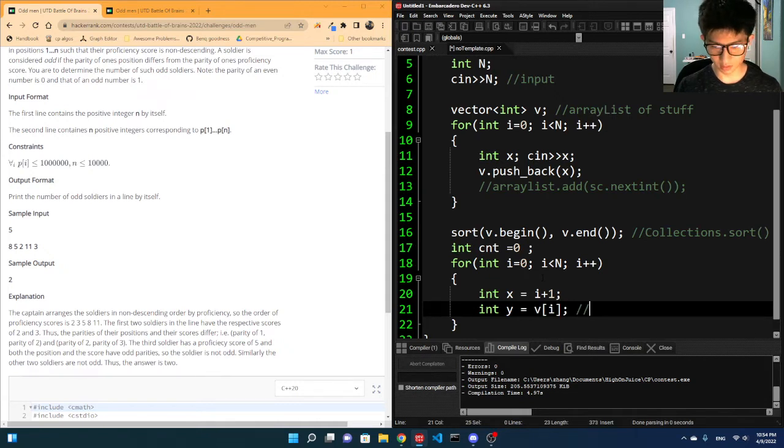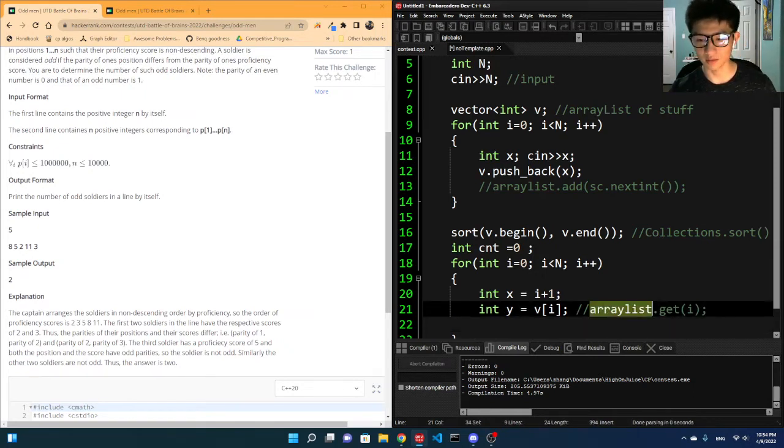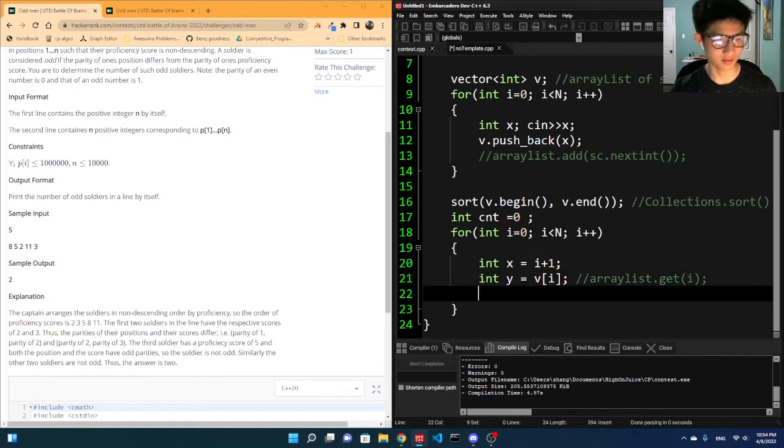So this is just ArrayList.get(i). For C++, vectors or array lists, you can access elements just like arrays, which is really nice. But yeah.